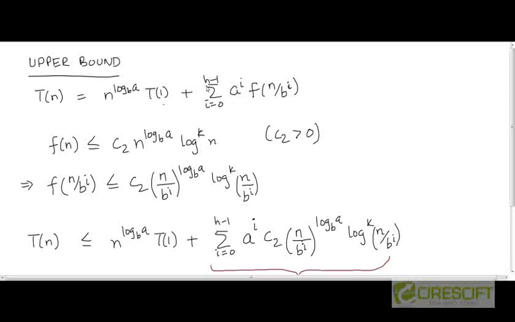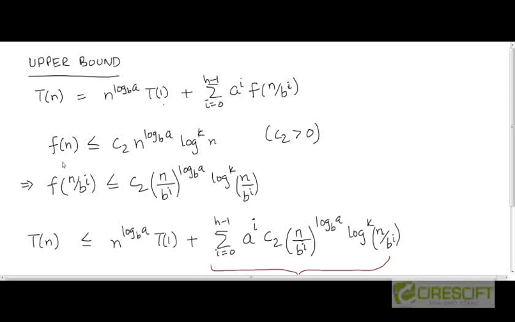And this summation from i equal to 0 to h minus 1 of a to the power i times f of n divided by b to the power i is the cost associated with the non-leaf nodes. This term in particular is the level sum at level i, and we are summing together the level sums from level 0 to level h minus 1. And this is the level sum for level h, or the cost associated with level h.